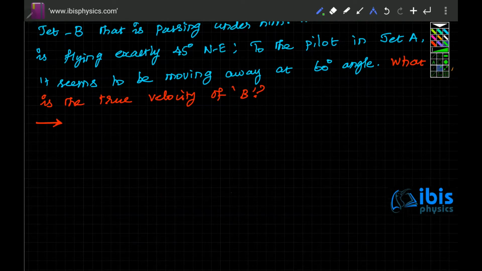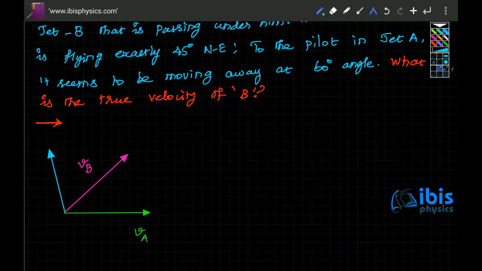Let us try to visualize it. Jet A is flying east. Suppose this is the northeast notation, if you take up, so jet A is flying east this way, but jet B is actually flying 45 degree north of east. So this way it is flying exactly 45 degree. This one is jet A, or we will call it velocity of A, and this one is velocity of B. But for jet A, the velocity of B is actually at 60 degree. That means it seems to be like this at 60 degree. This is velocity of B with respect to A.